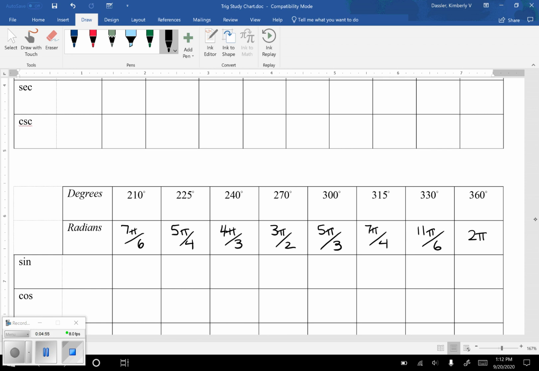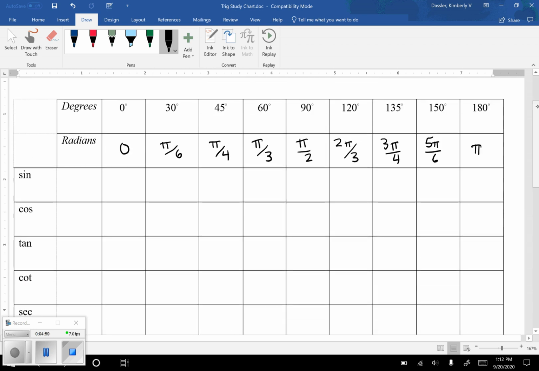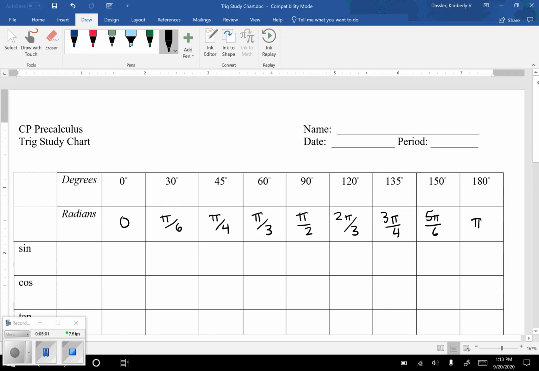Okay, now if you've got those all done, you should also have your entire first quadrant filled in for sine, cosine, tangent, and their reciprocal values. So take a moment, make sure that your sine, cosine, and tangent values are all filled in for the first quadrant, 0 through 90 degrees.